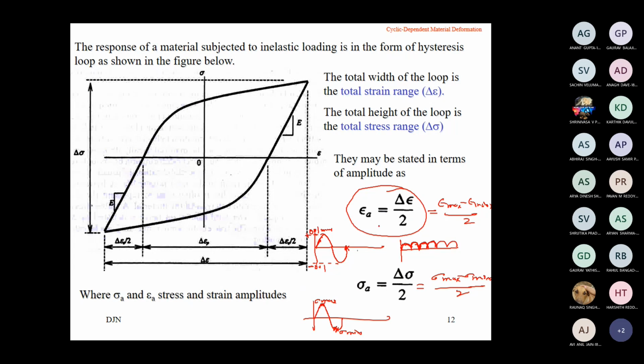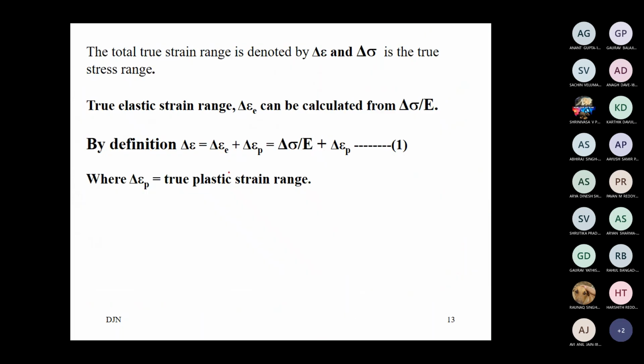So in a hysteresis loop, the total range is delta epsilon by 2 in case of strain life discussions or strain related parameter discussions. In stress life related discussions, it is delta sigma by 2, that is stress range by 2, or sigma max minus sigma minimum by 2. Okay. So these are various parameters written over the hysteresis loop. If you have any doubt in this hysteresis loop, you can ask. Okay. But we'll go to the next.